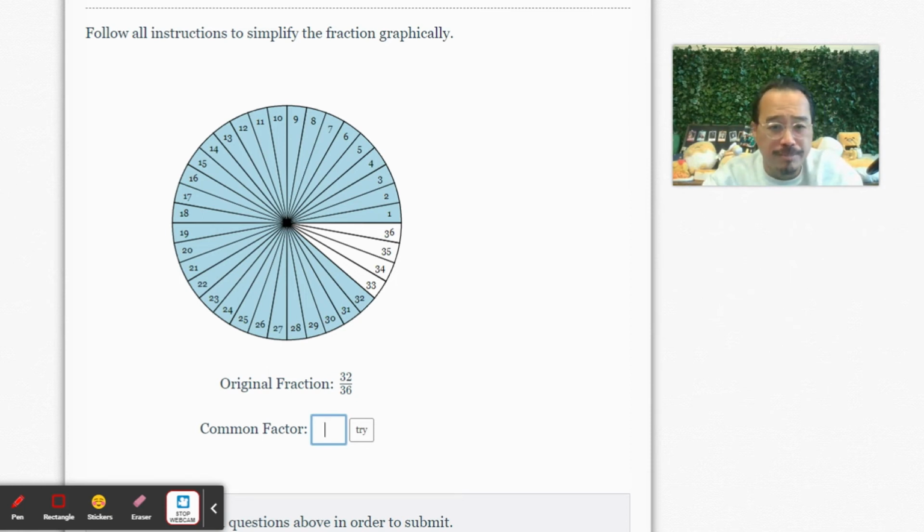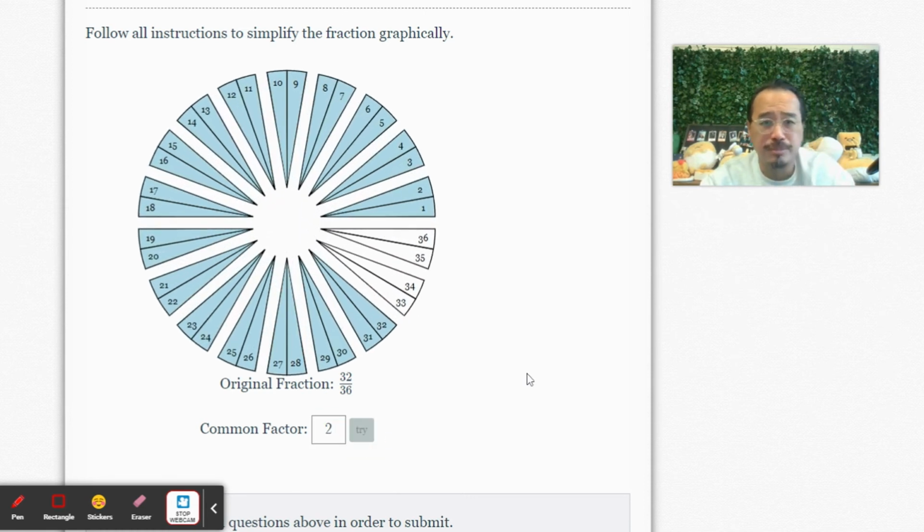Hold on one second. Now let me ask you, what do you think the GCF actually is between 32 and 36? Yeah, it's 4, because 4 can go into 32 and 36, and that would be the simplest form. If you put 4 in, of course you'll be right. But let's not do it that way, because I want to show you that it's okay to not use the GCF. So I'm going to put in 2 as a common factor and show you what that looks like.